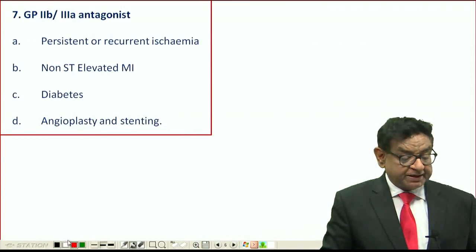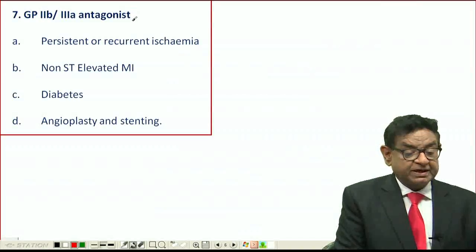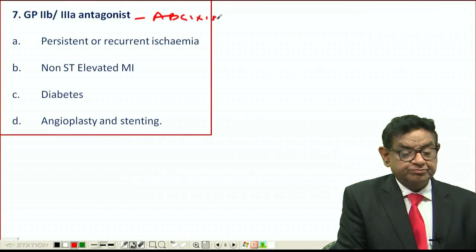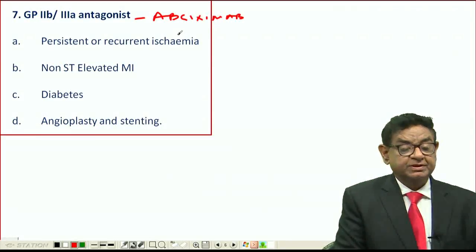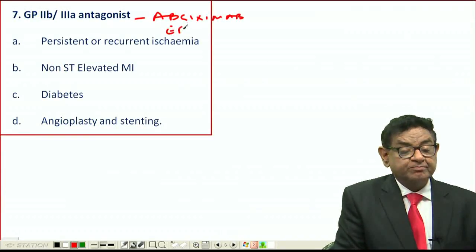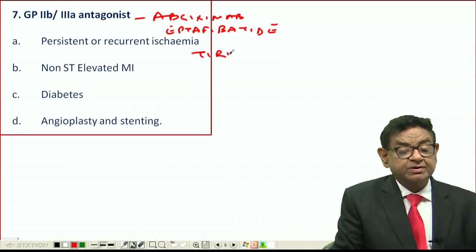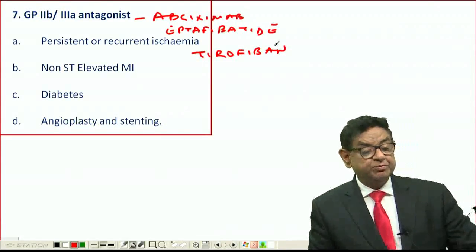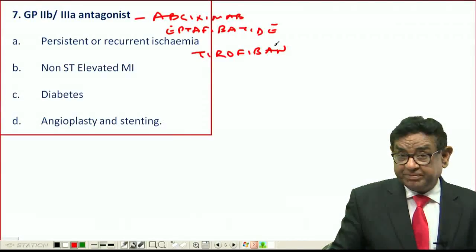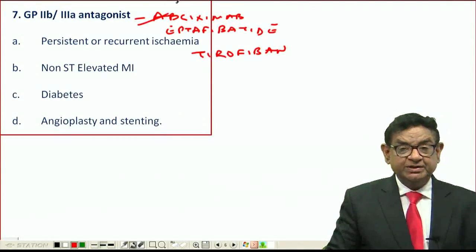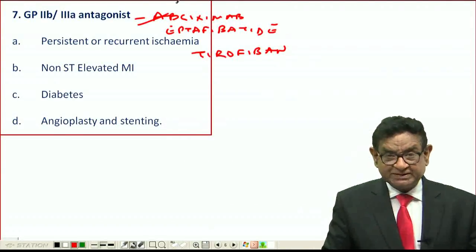GP2B3A receptor antagonists. They are drugs like abciximab, eptifibatide. They are GP2B3A receptor antagonists. They are antiplatelet drugs. Most widely used drug in actual practice is abciximab.